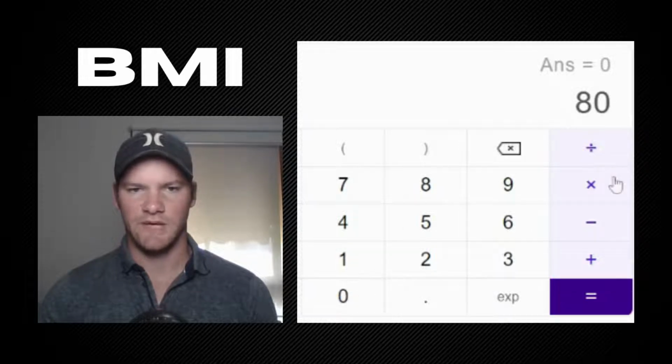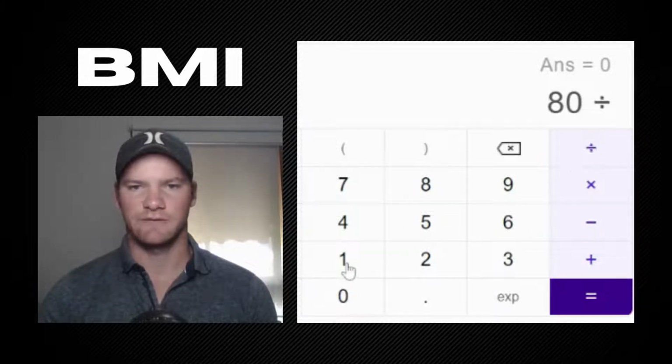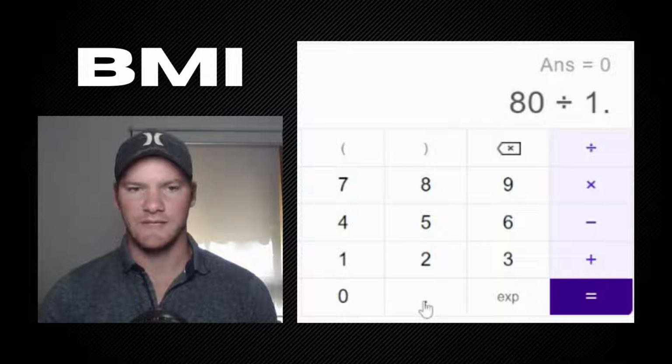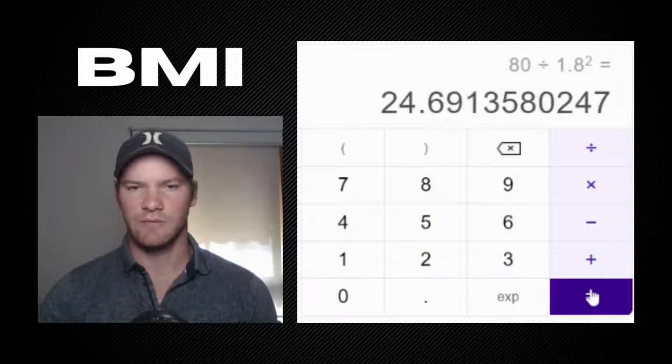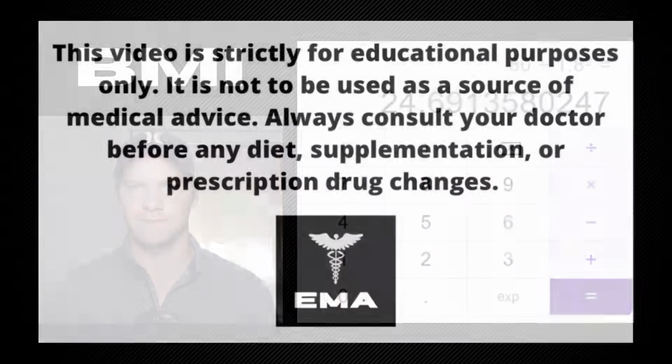Body mass index, or BMI, is a measure of weight adjusted for height, calculated as weight in kilograms divided by the square of height in meters. So for example, an 80 kilogram person who is 180 centimeters tall would have a BMI of around 24.6, as per this calculation here.